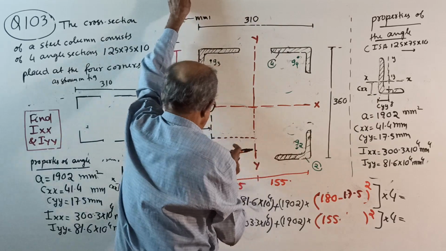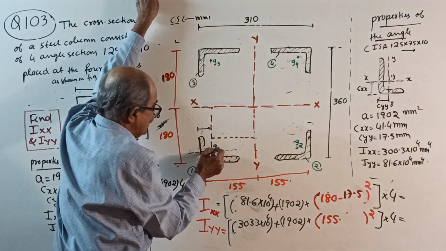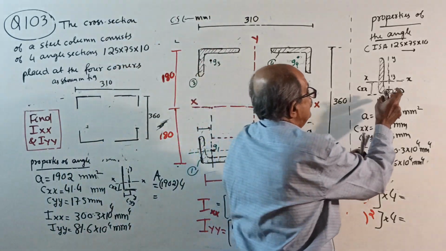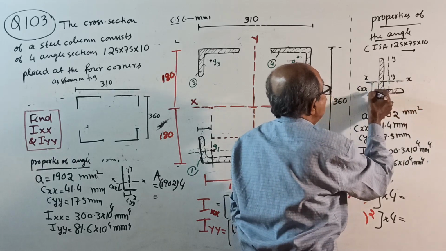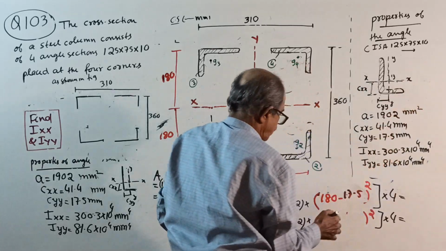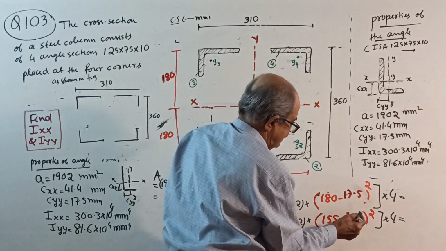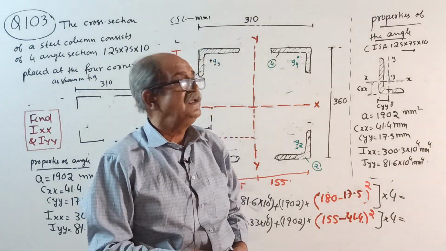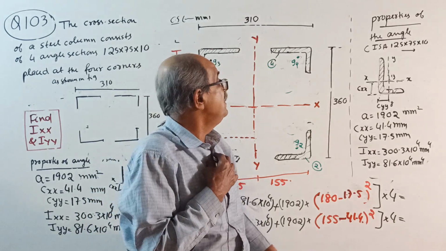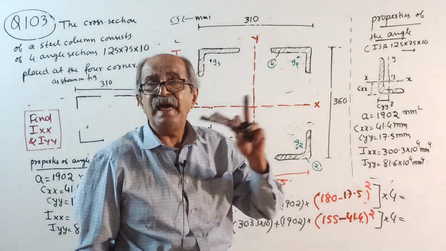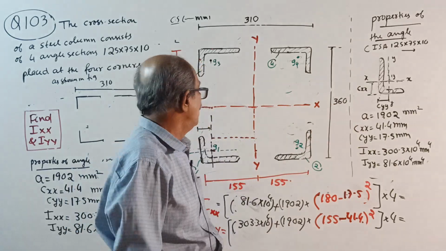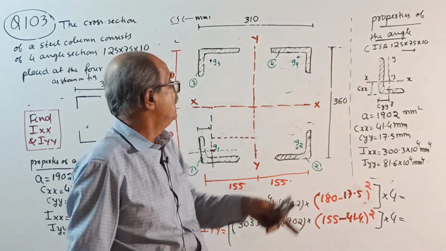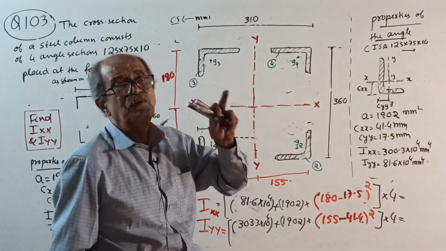So here, this distance is the centroidal distance from the shorter leg. It is CXX. How much? 41.4. That is important. 41.4 squared. So whenever a rolled section is placed as per the handbook, then there is no confusion. When you do IXX, whatever is IXX there. When you do about YY, whatever is IYY there.